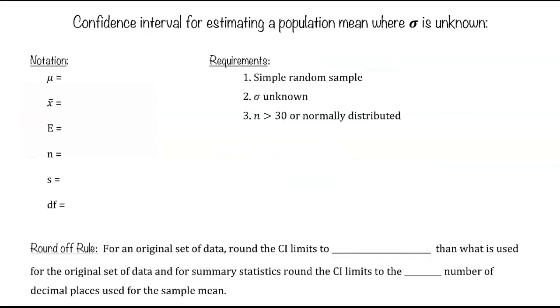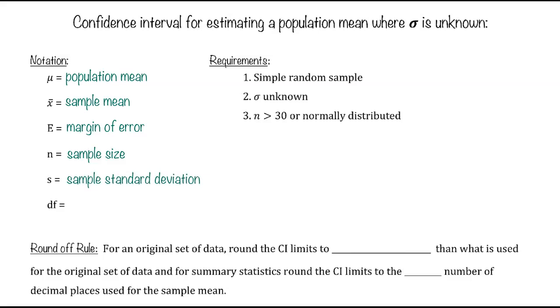Let's review the notation that we're going to need for this process. Mu is the population mean, while x bar is the sample mean. Capital E is the margin of error, while lowercase n is the size of the sample. Lowercase s is the sample standard deviation, and df stands for degrees of freedom, and it's equal to 1 less than the size of the sample.